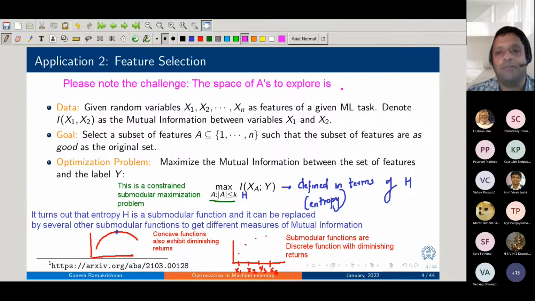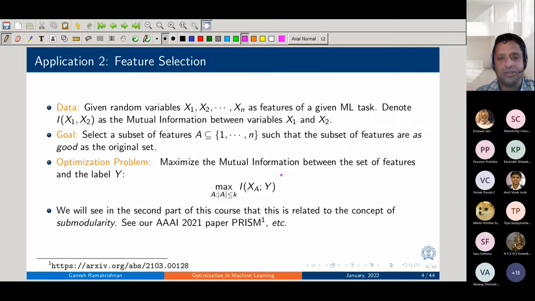So if we have an efficient way of exploring the space for the class of functions which have some properties like diminishing returns, certainly we can get effective solutions to machine learning problems, especially in the case that the random variables themselves have to be fed into a machine learning model. So we'll see in the second part of this course this relation of mutual information to the larger class of submodularity. In fact, you can look at our 2022 paper, I put the link here, PRISM, where we expand the notion of mutual information based on entropy to several other submodular functions.